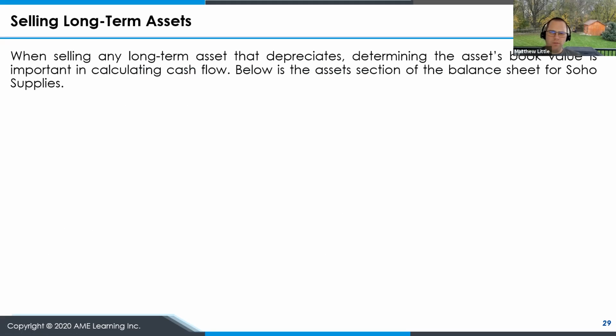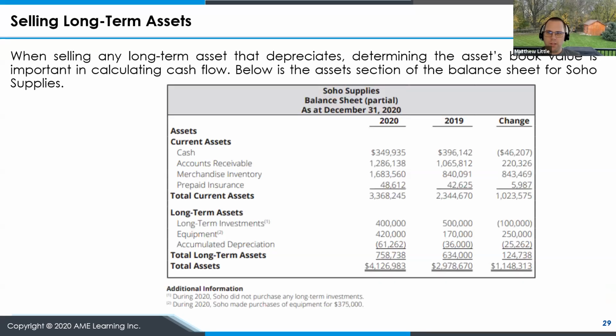Something to know is whenever we sell long-term assets that depreciate, you have to remember that determining the asset's book value is important when we're looking at the cash flow. The book value has two components: the cash component is the cash collected, versus the original cost that you're removing, as well as the accumulated depreciation that's being removed. So you want to make sure that you're looking at both of those line items as we go. And again, we'll do some examples.